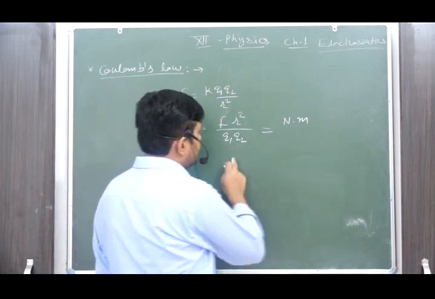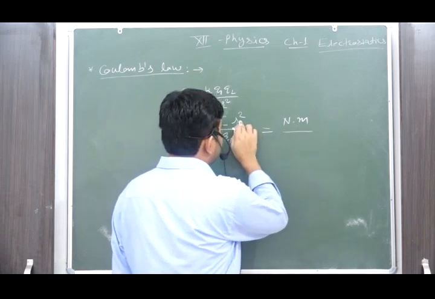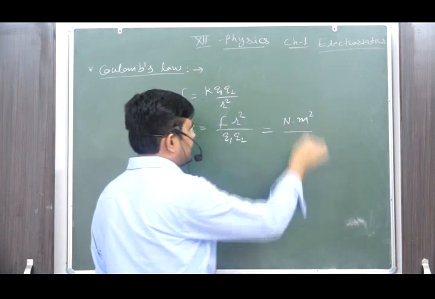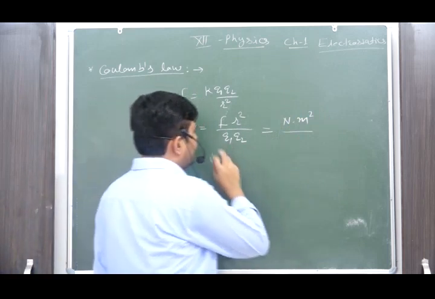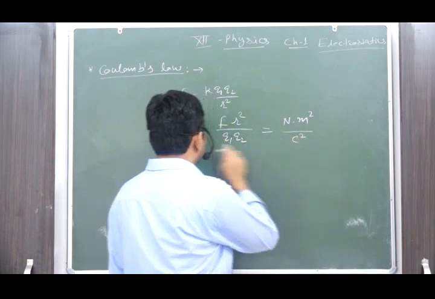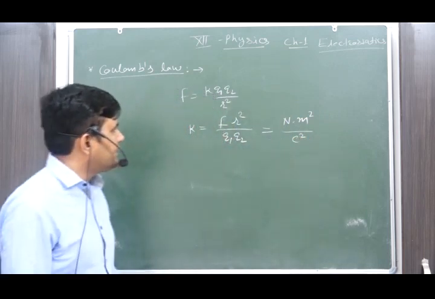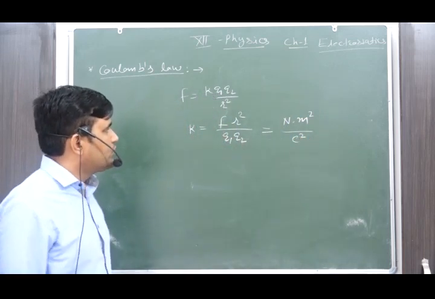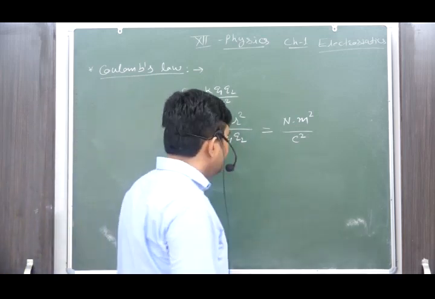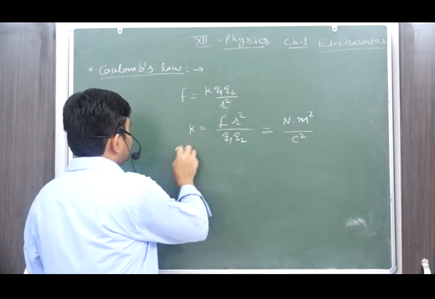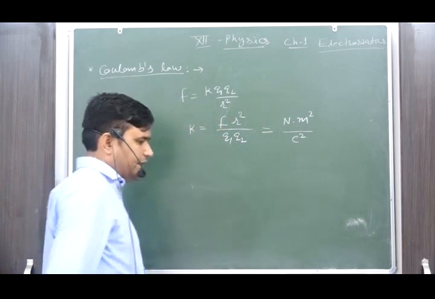Next, Q1, Q2, the unit of the charges. Since it is R square, we consider Newton into meter square. The next formulation, Q1 and Q2 in terms of Coulomb square. Now the unit is Newton meter square per Coulomb square. Okay? This is the unit of the constant K.